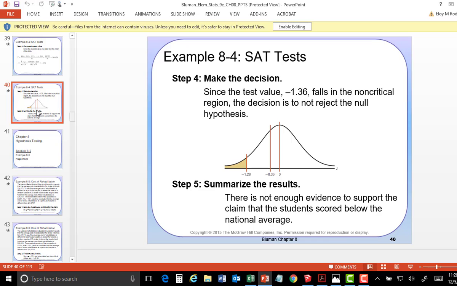You can reject a null, but on the alternative, you just say either that the evidence supports it or it doesn't. In this case, it appears that he's not correct. It does not support the fact that they have lower, in this case, SAT scores.